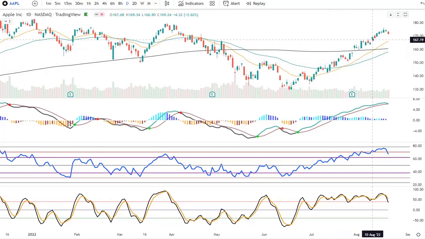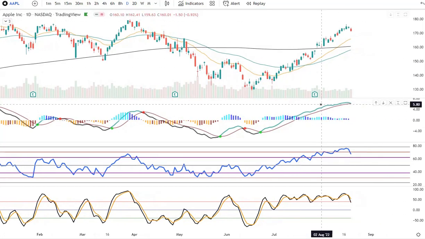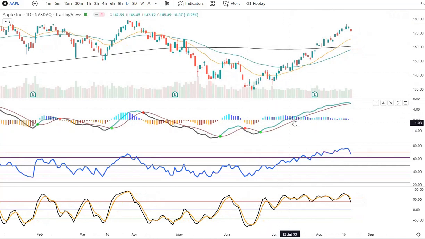Definitely the stock has had a good run up, and many of the indicators are in overbought territory. So let's talk about those briefly. So the MACD, you can see the MACD had a very strong run up. It was below the zero line when it first started the rally. This is where it crossed above the zero line, which is positive, because that shows that the momentum is positive.